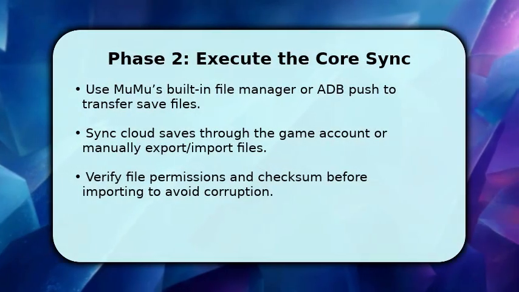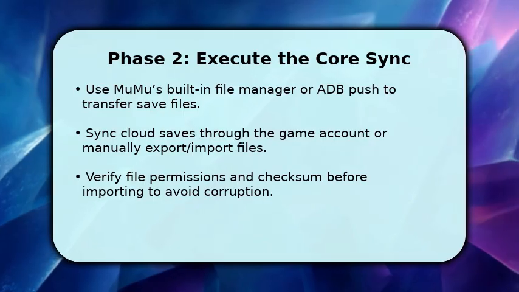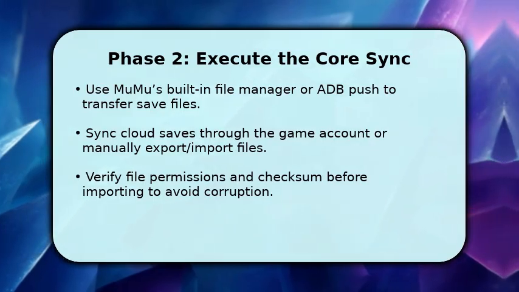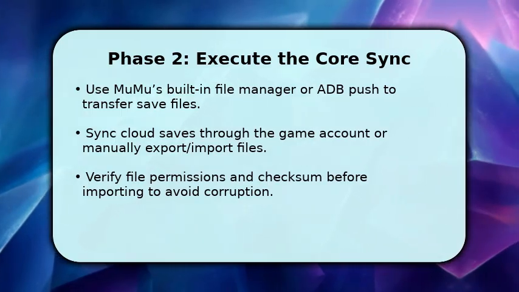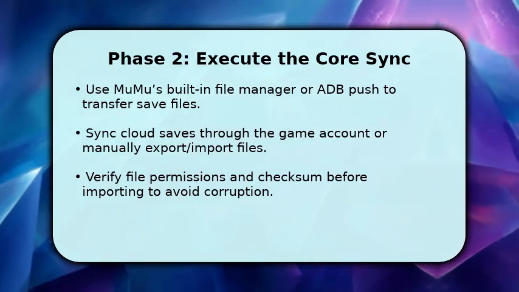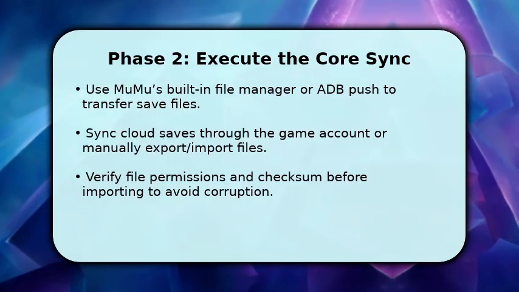You'll now perform the central transfer. Use ADB push or Mumu's file manager to move save and config files into the emulator's user data path. If the game supports cloud saves, sign in and trigger an upload from the source, then download inside Mumu. This is usually safer than manual copy.